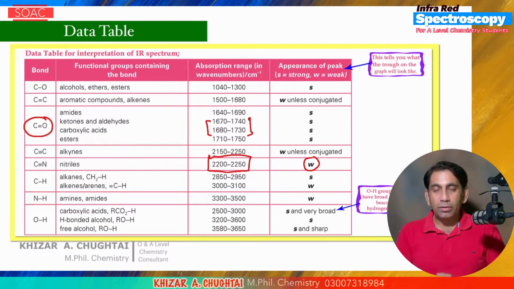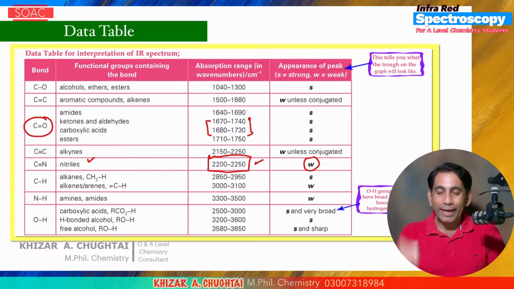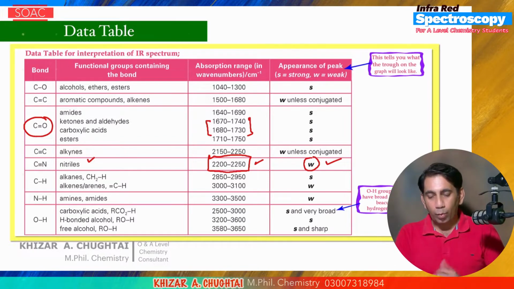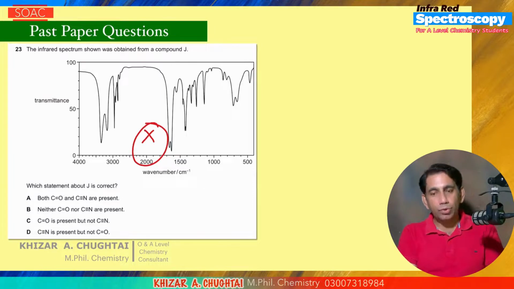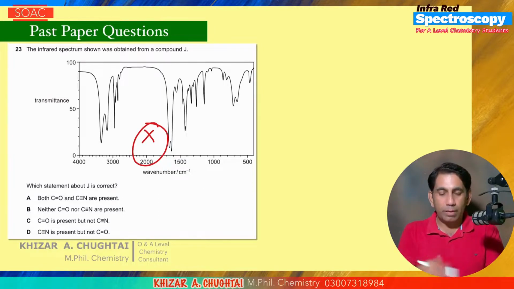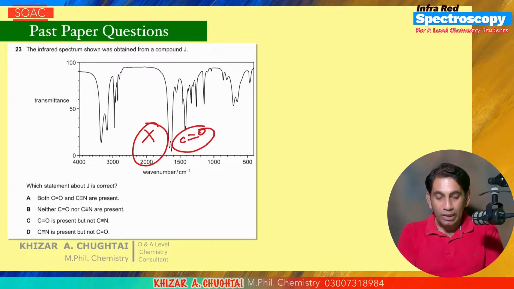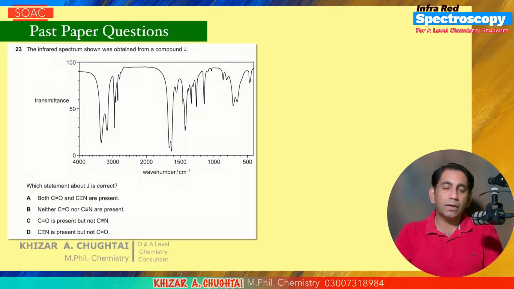Now the second one, as he is asking in the question, if the C triple bond N is over here, then it must be lying at 2200 to 2250, and this is a weak signal or weak peak. So there is no peak in this region at 2250. So there is the presence of only one group, C double bond O. Only C double bond O is present, but no C triple bond N is present. C is the correct option.